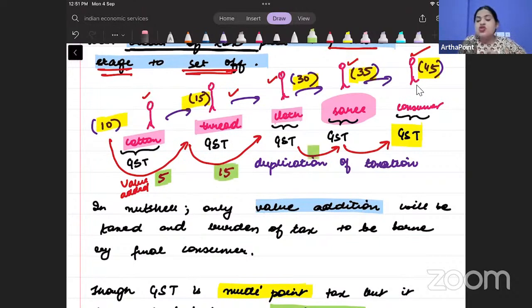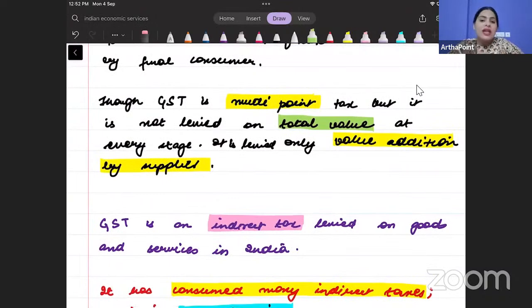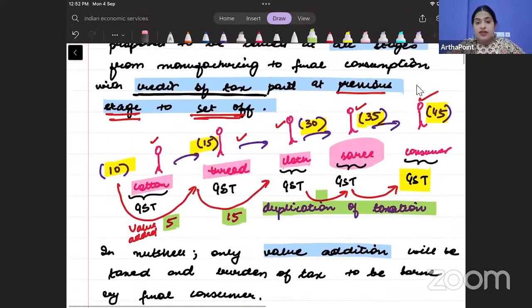Only on the 5 rupees जो value add हुई है. So if you levy it on the full value, it will lead to duplication, and उस case में you have to issue the credit system, input tax credit. Otherwise, we are saying it is only levied on the value addition by the supplier. I hope this is clear. These points are very, very important.